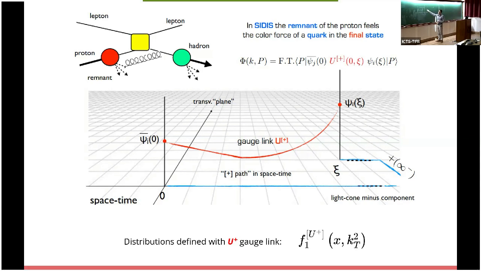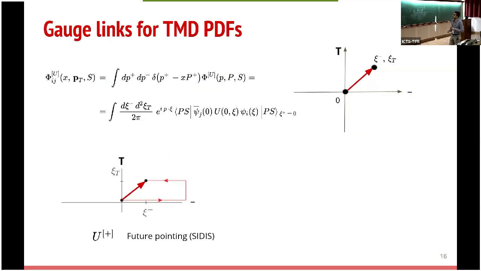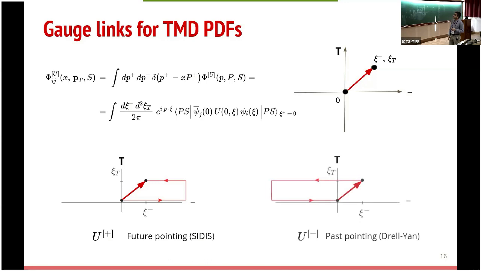These are the paths that emerge in the factorization. As far as I know, there are no processes that you can factorize with a gauge link that uses a straight line between zero and psi. I don't think there is a process with such a structure. These are the two paths that emerge for semi-inclusive DIS and Drell-Yan, which are two out of the three processes that can be factorized with TMDs in a standard way. So, okay, this is what I draw. For semi-inclusive DIS, you have the future pointing, and for Drell-Yan, you have the past pointing gauge link.